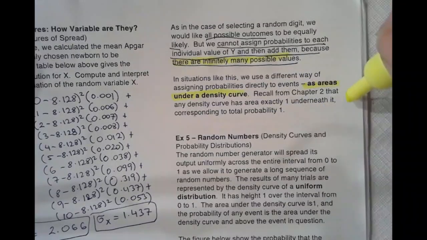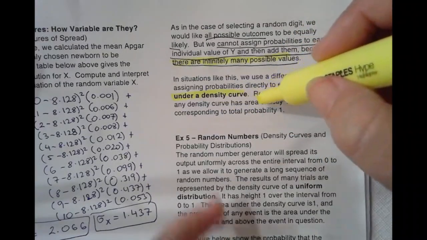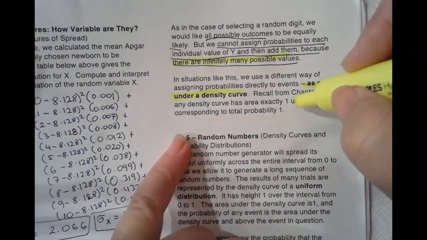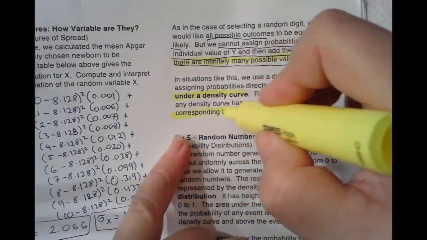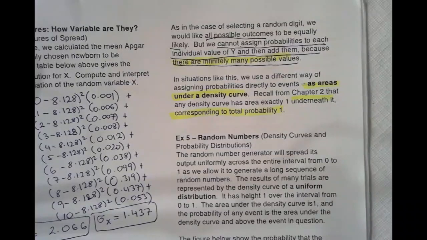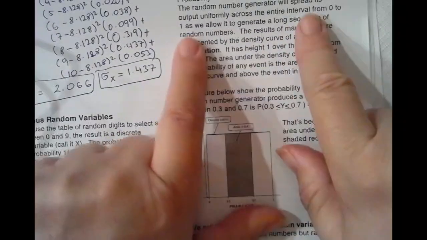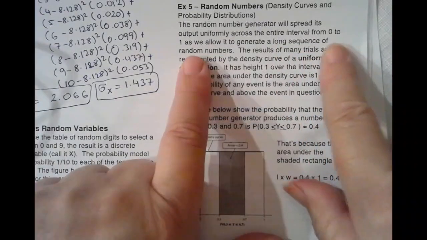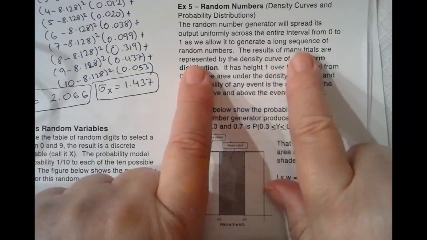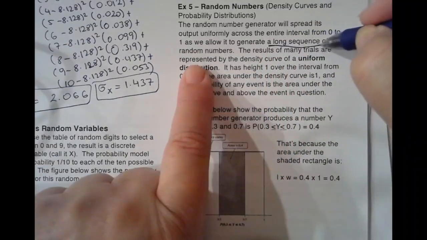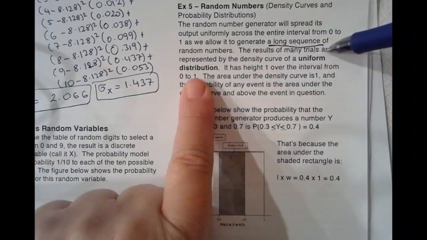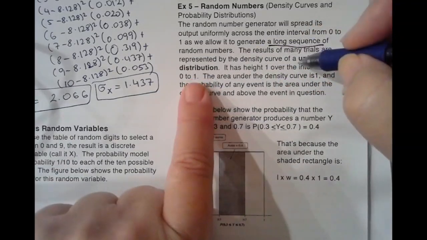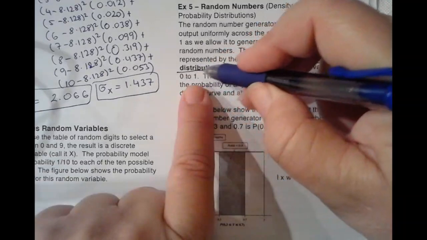From chapter 2, we talked about density curves, and we already said that the area exactly underneath the density curve is always a probability of 1. So random numbers, density curve. The random number generator will spread its output uniformly across the entire interval from 0 to 1 as we allow it to generate a long sequence of random numbers. The results of many trials are represented by the density curve of a uniform distribution.